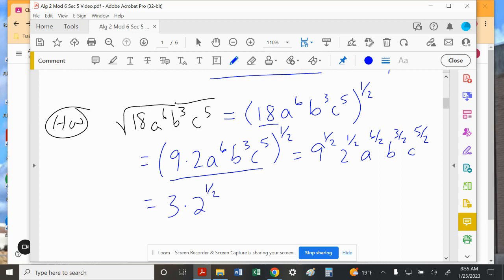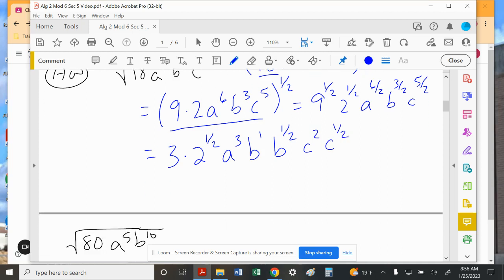Notice on the a, 6 divided by 2 is 3, so that just becomes a to the 3rd outside the square root. Notice with the b, though, 2 goes into 3 one time, so I can take out a b, and I have another b left over. And then on the c, 2 goes into 5 twice, so I can take out 2 c's, and then I still have 1 left over. Okay, so it would look like that.